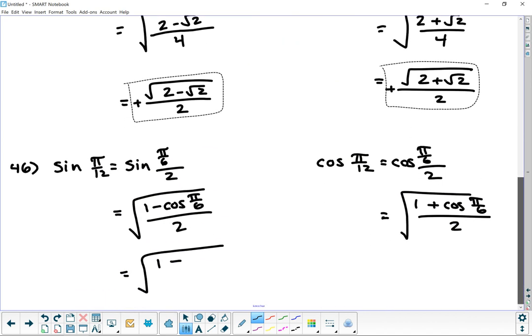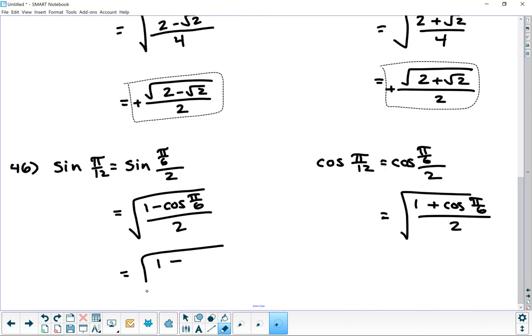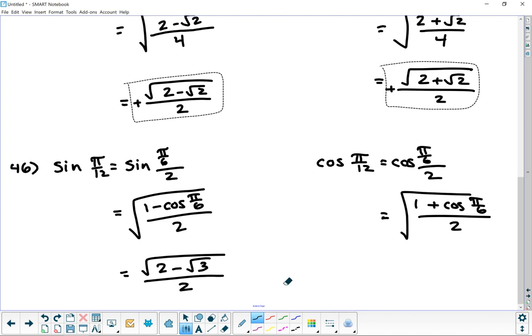So at the end of the day, you're going through all that work. Again, this is the same as the very first one that we did, number 41. So this will end up being the square root of 2 minus the square root of 3, over 2. And this one you will get the square root of 2 plus the square root of 3, over 2. And those 2's are not in the square root anymore.